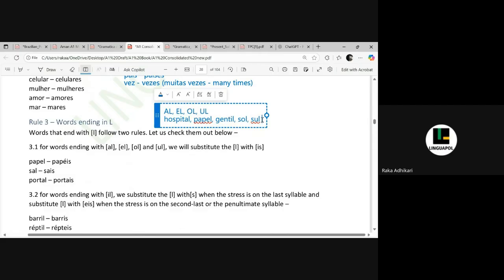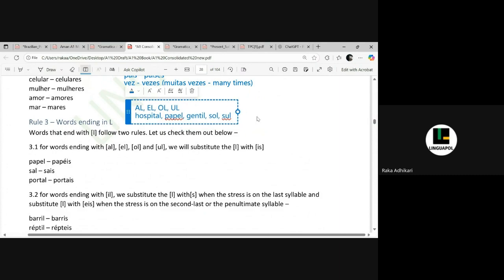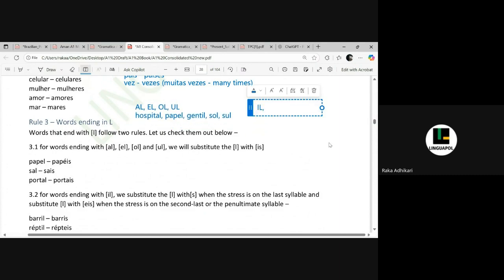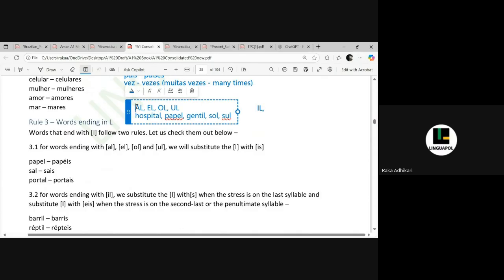So we will put this in a different box, IL. Okay. The first rule of the letter L talks about the words that end in these combinations, that is AL, EL, OL, and UL. Whatever words end in these combinations, for these we have rule number 3.1. For words ending in AL, EL, OL, and UL, we will substitute the L with IS. That is, you will remove the letter L from the end and you will put IS to have the plural.